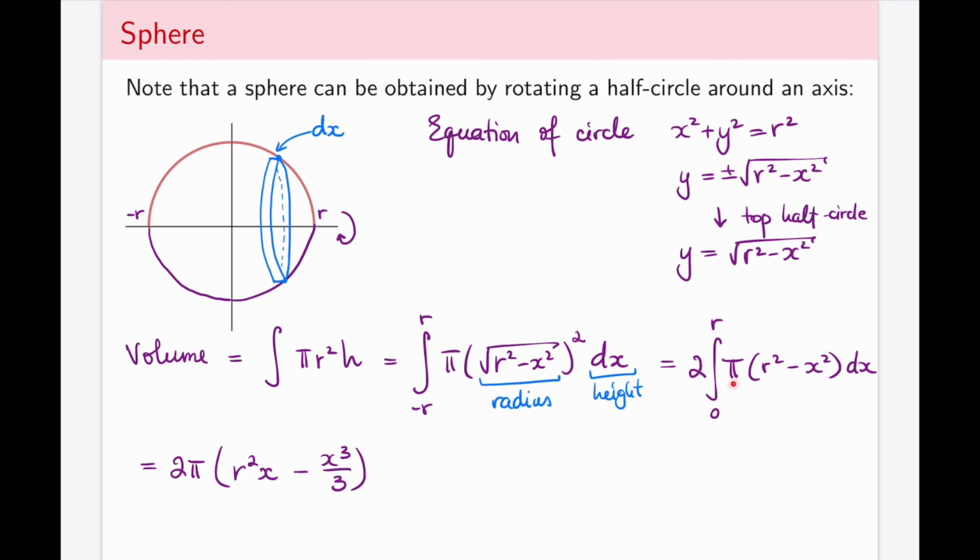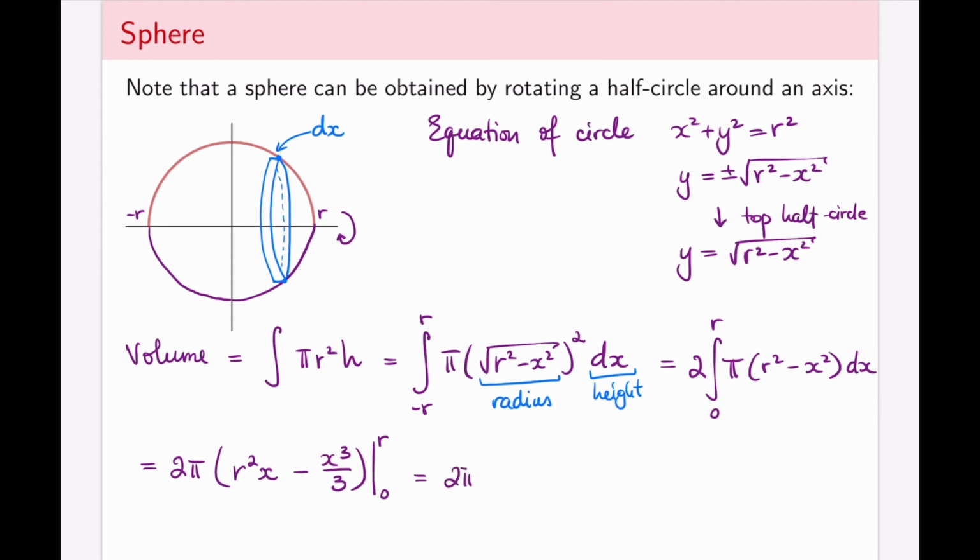Again, all I did was take pi out to join the 2 here because these are both constant. And then I needed to take an antiderivative of r squared, which is r squared x, and then an antiderivative of x squared, which is x cubed over 3. Now, I haven't actually evaluated this. I need to do this between 0 and r. So what am I going to get altogether? Remember, I plug in the top first in for x, and then minus, and then I plug in the bottom.